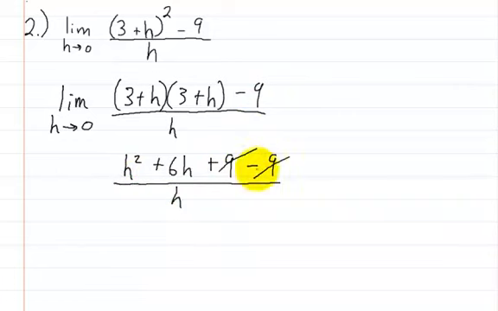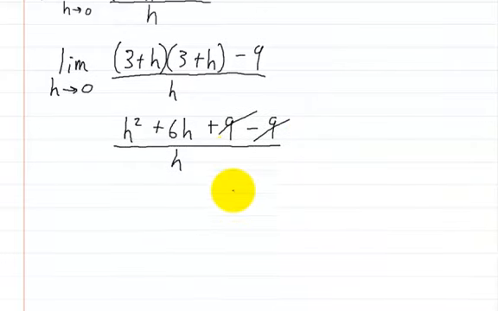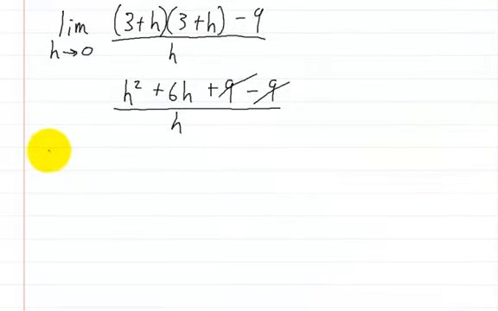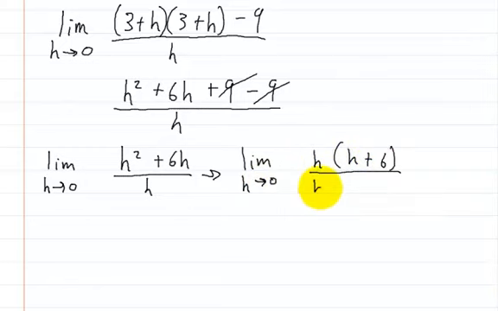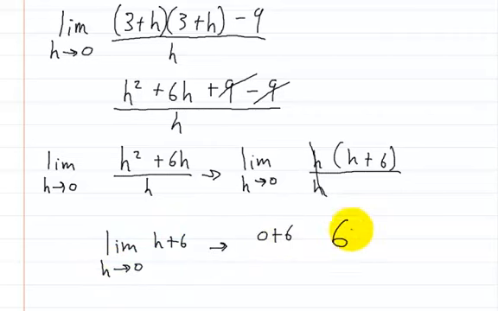So these two are going to just cancel right out, and that's just going to leave you with a much easier problem to deal with. So you're going to have the limit as h approaches 0 of h squared plus 6h all over h. And so now we're just going to take an h out, so you're going to get the limit of h plus 6 all over h. These h's will cancel, so you're just going to be left with the limit of h plus 6 as h approaches 0, and that's going to be 0 plus 6. And so the answer to this will be 6. And that's how you solve this problem.